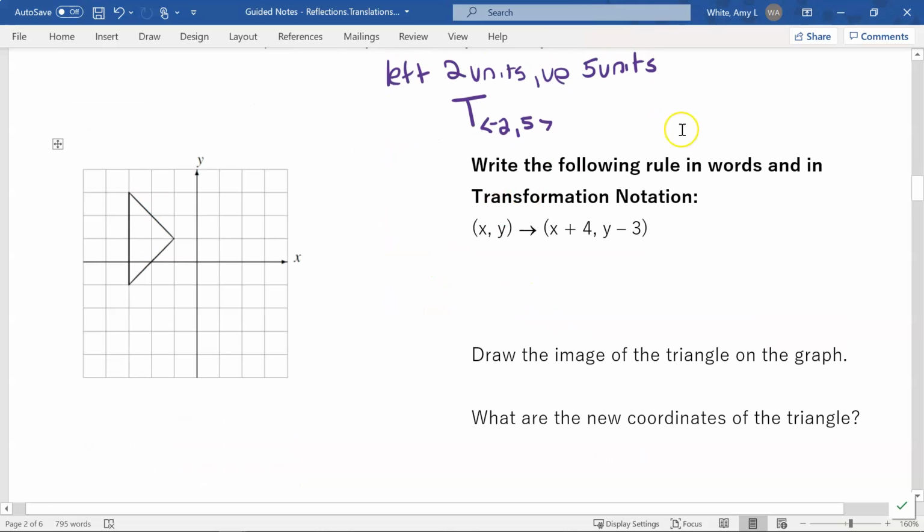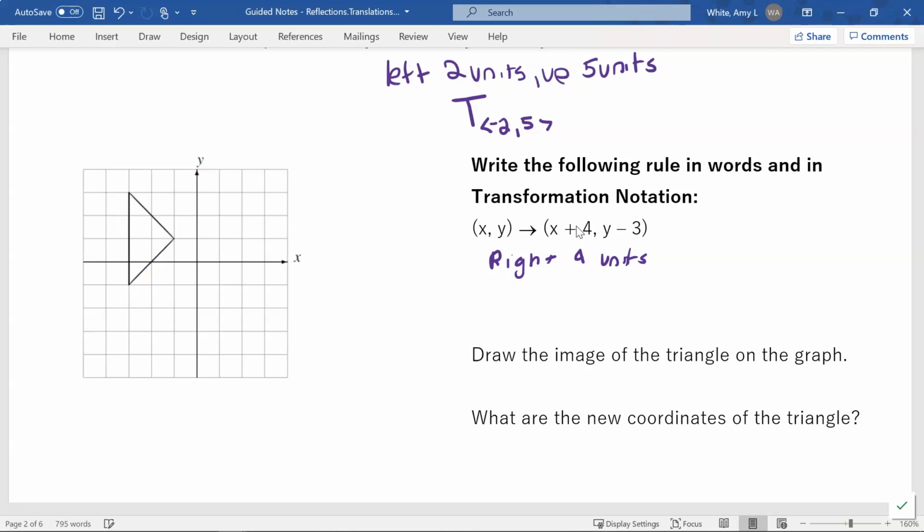So let's try an example on a coordinate grid. We're going to write the rule in words first. So I see x plus 4. So x plus 4 means we're going to go right 4 units. And then y minus 3 tells me I'm going to go down 3 units. And then in transformation notation, I would say T of ⟨4, negative 3⟩.